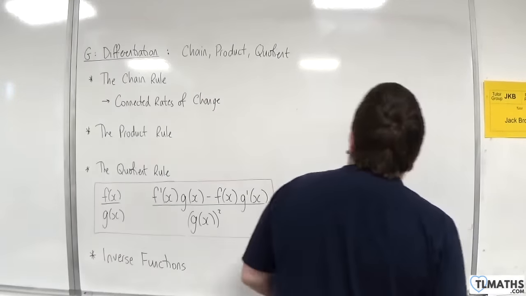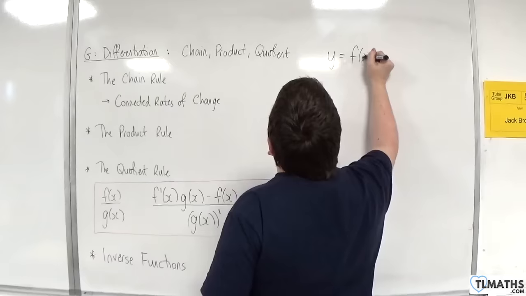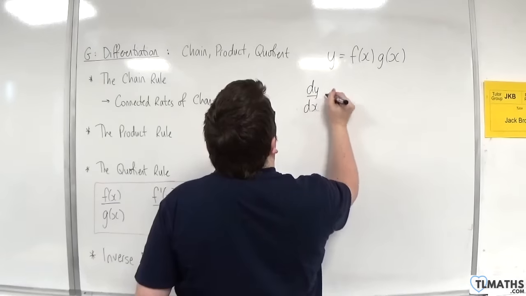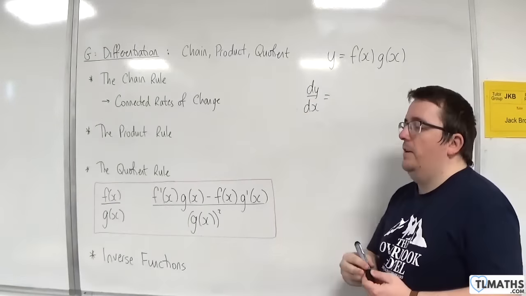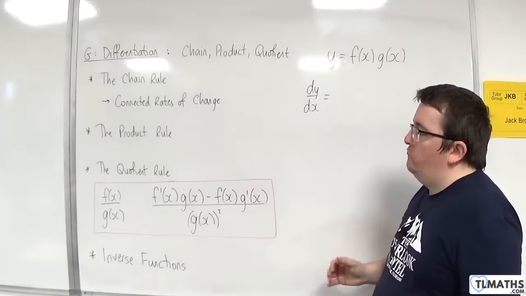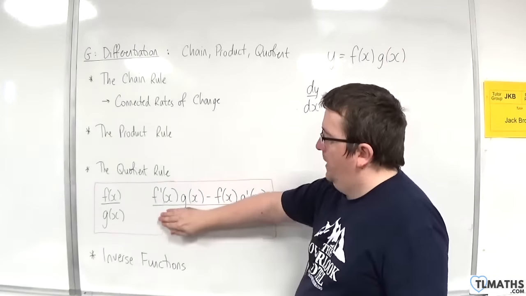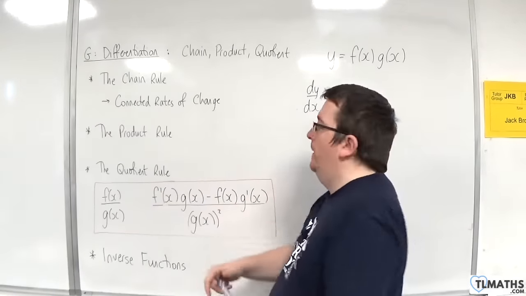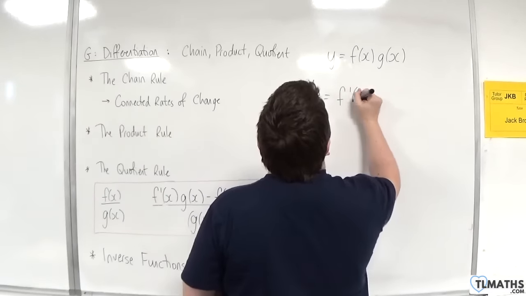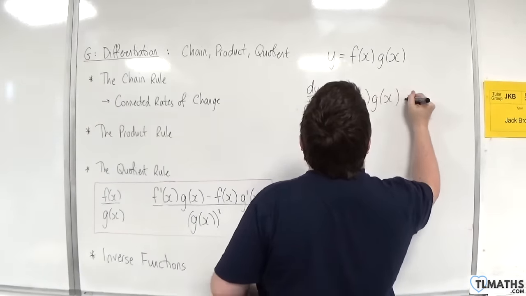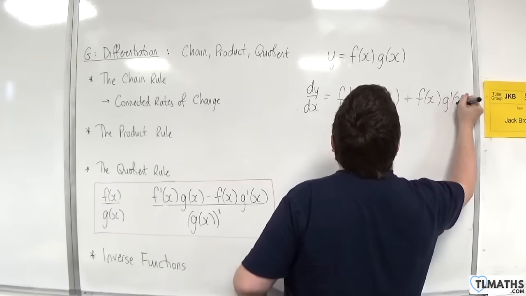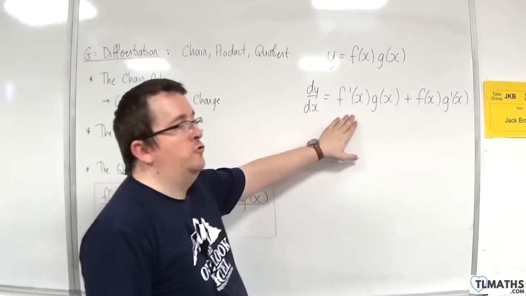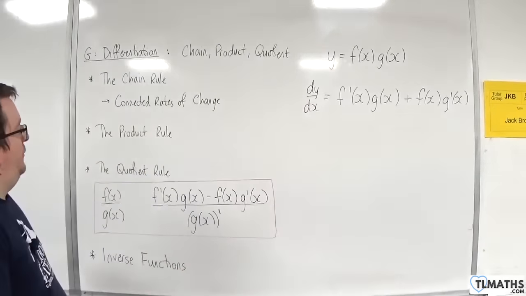The product rule: y is equal to f of x times g of x. So dy by dx is equal to... Now, if you're really desperate to remember what the product rule is, it's the quotient rule. Cover up the denominator and turn that into a plus. Okay, that is the product rule. So f prime of x times g of x plus f of x times g prime of x. I often remember it as the first times the derivative of the second plus the second times the derivative of the first. Okay? That's the product rule.